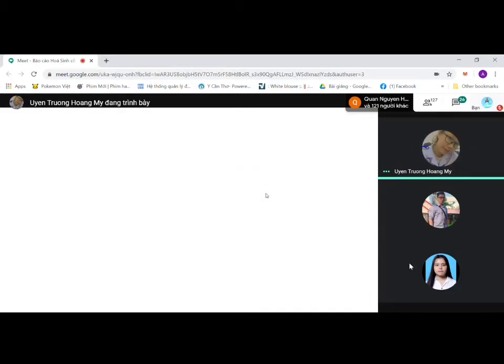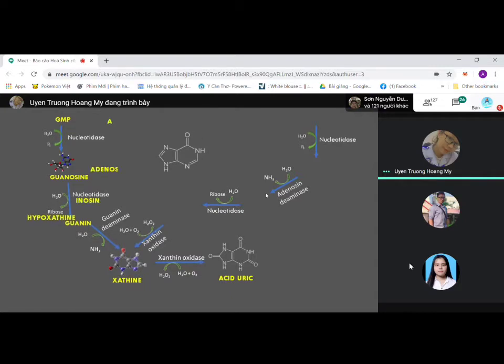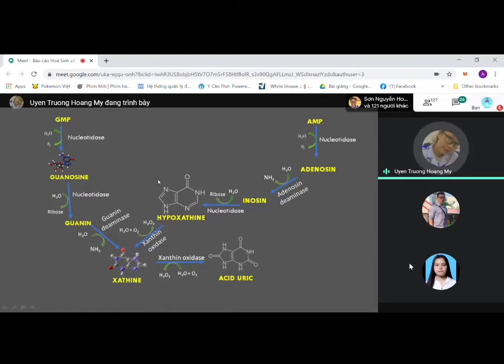And now we will move to part 2, purine degradation, and I will show you some steps involved in purine catabolism. The purine nucleotides AMP and GMP are dephosphorylated into their corresponding nucleosides, adenosine and guanosine. This reaction is catalyzed by the enzyme nucleotidase.